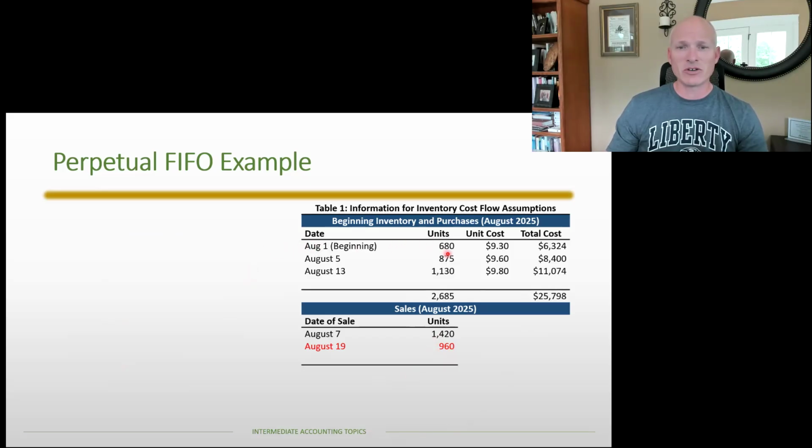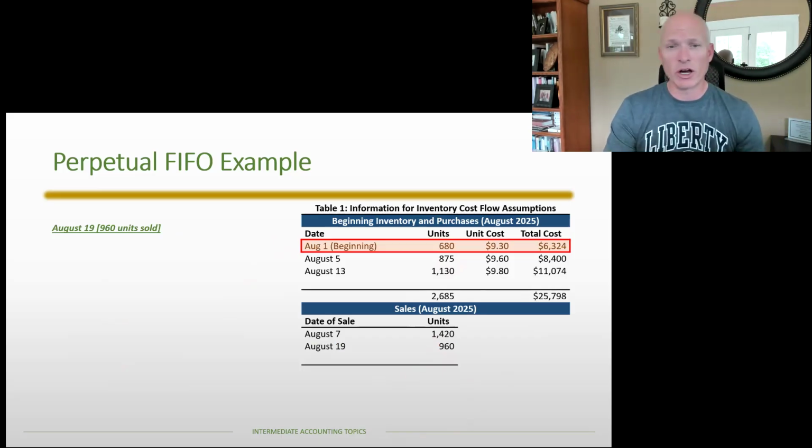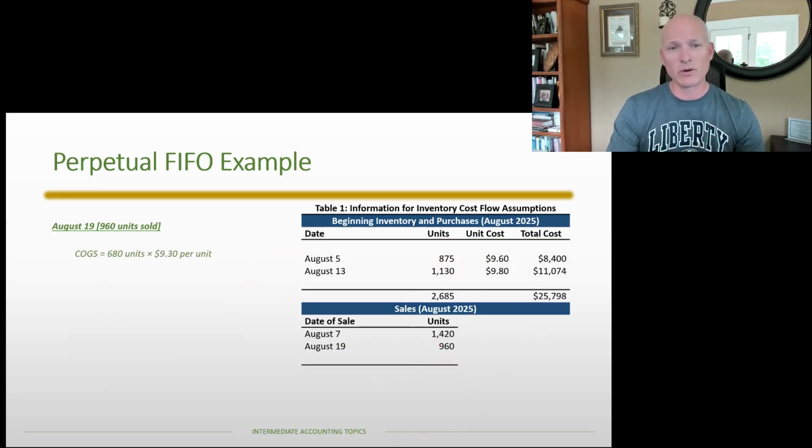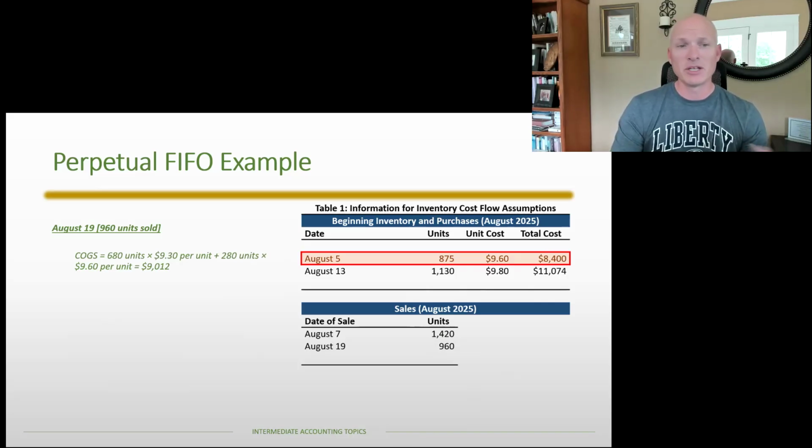So these 680 units will all be sold, and then everything else must come out of the August 5th inventory layer. Doing that math real quick, starting at August 1st, those 680 units go out the door. That layer is gone. The remaining 280 units come from our August 5th layer. Together, the cost of goods sold for that sale is $9,012. Again, that's what we would record in our journal entry as part of our sale.